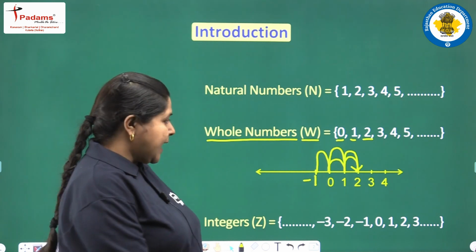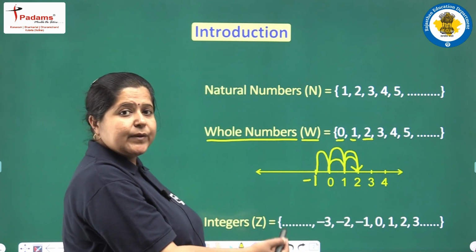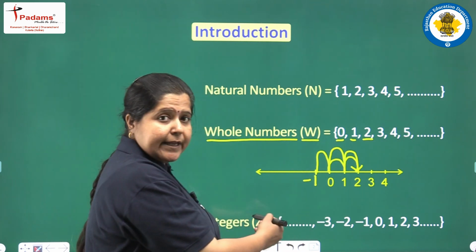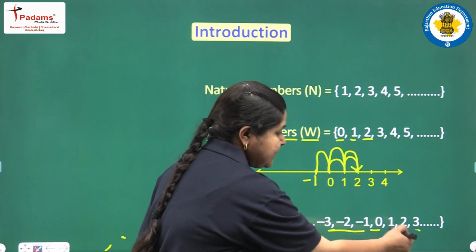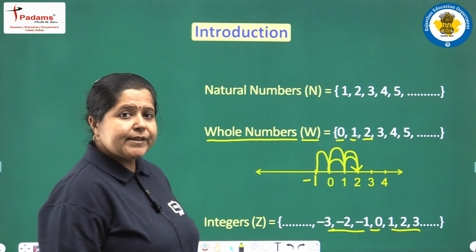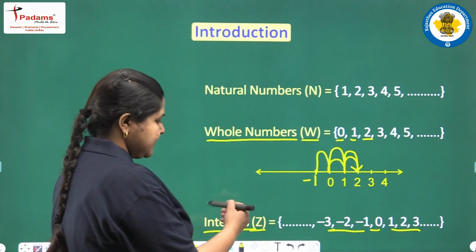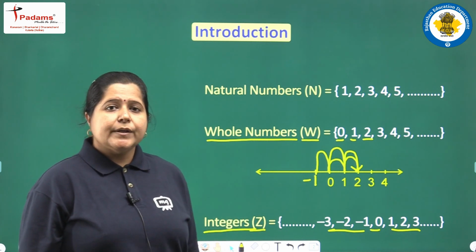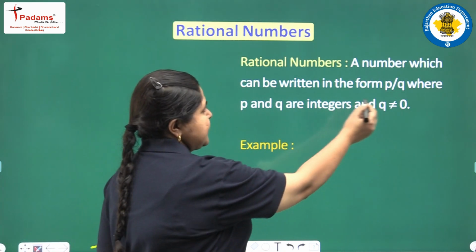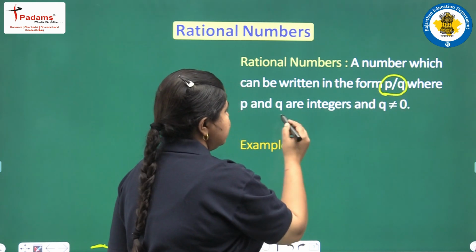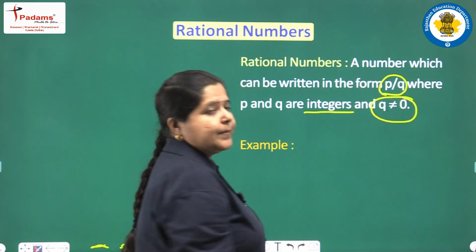So you will see that all the positive numbers lie on the right side and now a new set of numbers with negative sign are placed to the left of 0. All these numbers, negative numbers, 0 and positive numbers together form a new set of numbers called integers. The set of integers is denoted by capital Z. Now let us move to the rational numbers. Rational numbers are numbers which can be written in the form p by q, where p and q are integers and the denominator q should not be 0.